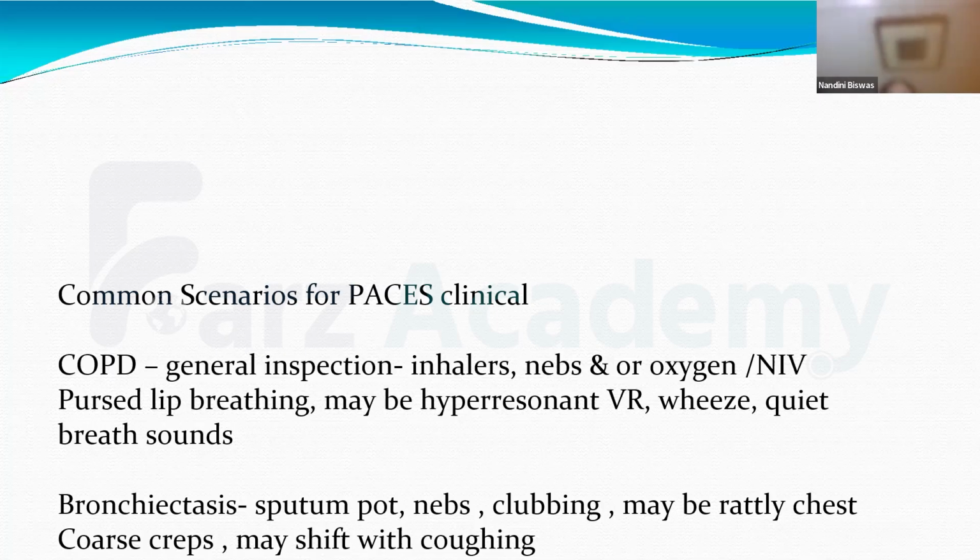If it's a bronchiectasis patient, you definitely get nebs, maybe oxygen, maybe a tracheostomy, very often a sputum pot, and maybe as the patient talks, as they breathe in and out, you might get a bit of a rattling noise in the chest, and then coarse crepitations. Very, very important for bronchiectasis. So always bear in mind what cases you can get. And I don't think you are going to get anything beyond that.